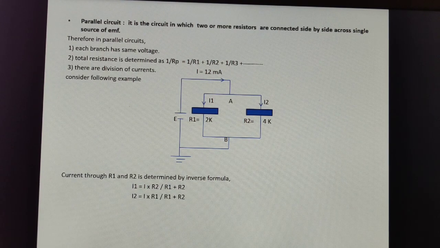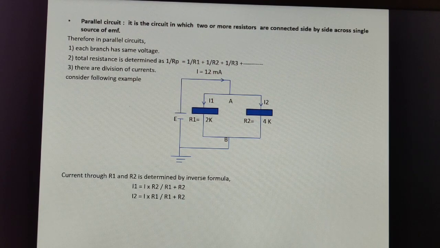Then there are division of currents. So here we consider the circuit, and in this circuit there is a voltage source E and two resistors R1 and R2 connected in parallel having values 2 kilo ohm and 4 kilo ohm. And here there is a division of current. So in first branch the current is I1 and in second branch the current is I2.